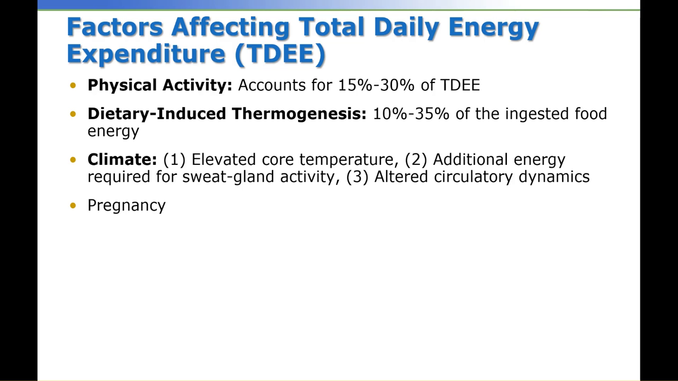Climate-wise, resting metabolism of people living in tropical climates averages 5 to 20% higher than counterparts in more temperate regions. So that plays a role too in daily energy expenditure. And that's based on elevated core temperature, additional energy required for sweat gland activity, and altered circulatory dynamics. It's talking about the fact that it's hot out, so it's causing you to burn more calories, or burn more energy. More energy is expended, in the form of calories.